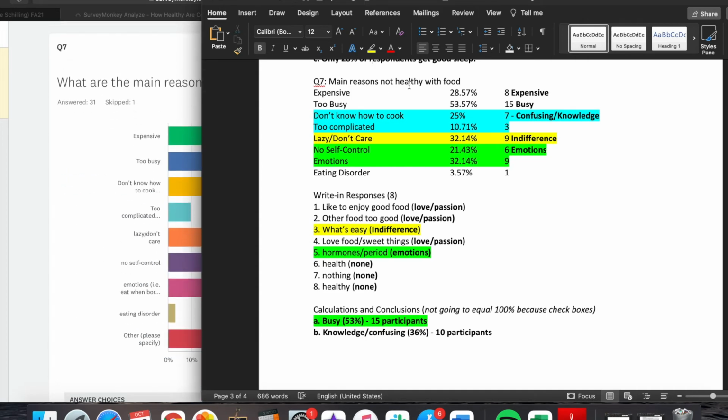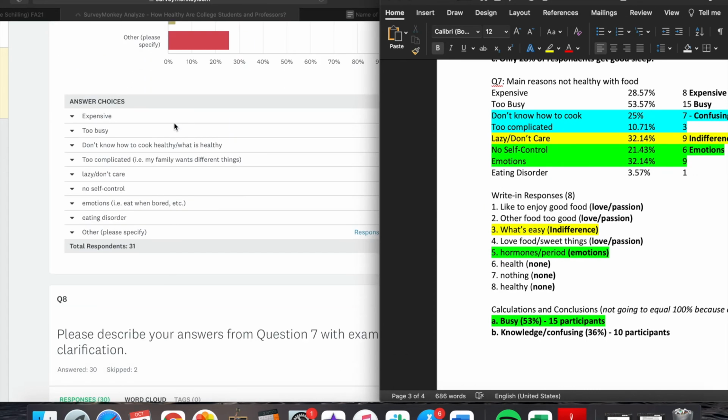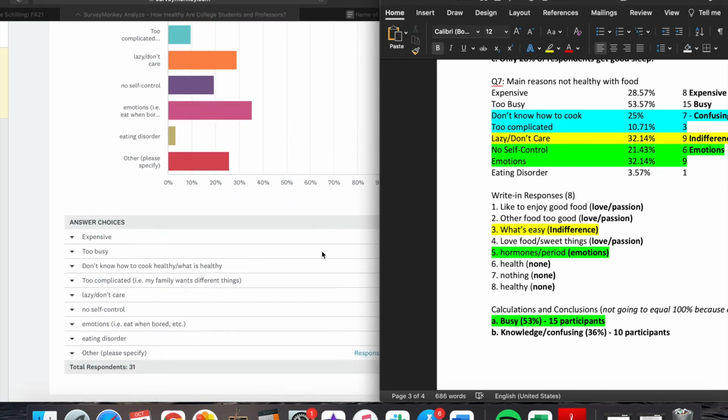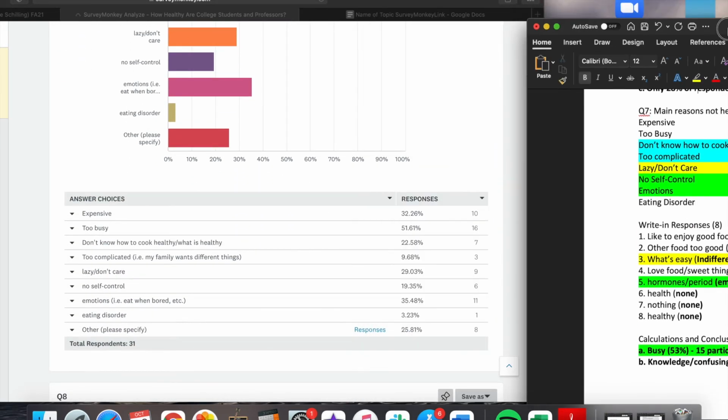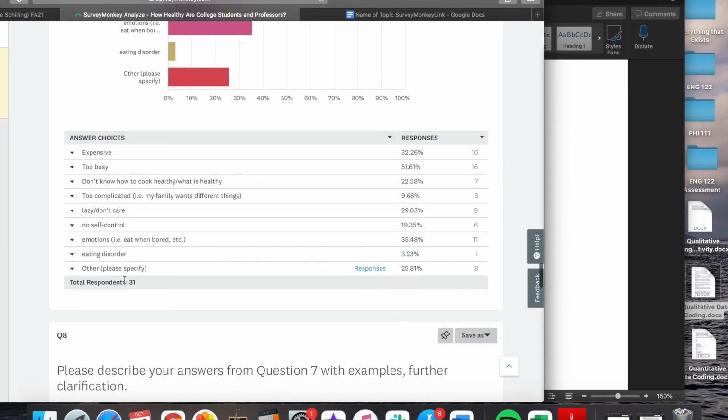Main reasons that you're not healthy with food. Again, I copy and pasted, or I typed in, I guess. I don't know how you can copy and paste that. I typed in expensive, too busy, don't know how to cook. I put that on my Word document. Then I guess you can copy and paste here. Then I put down the percentages and the number of participants again. So there we go. But I also had some write-in answers.